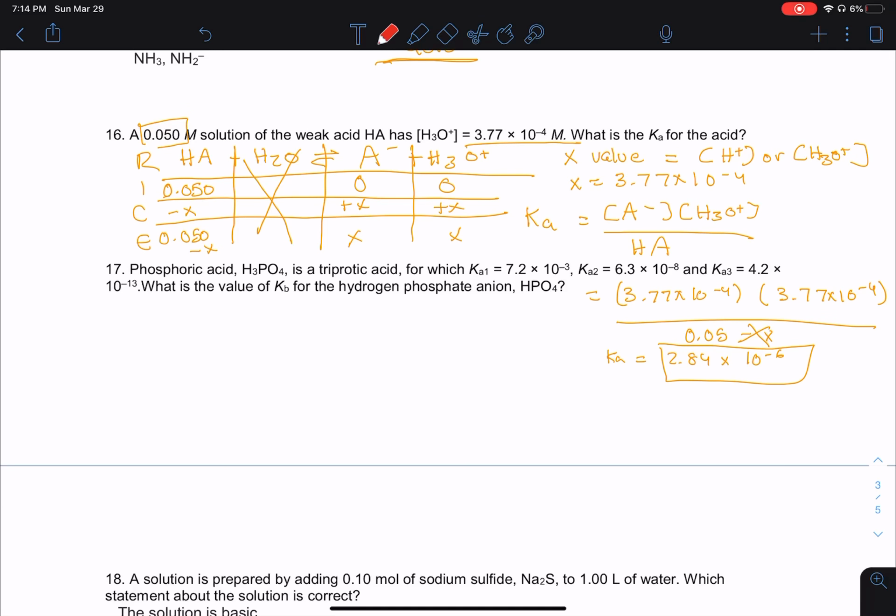So let's move on. Phosphoric acid, H3PO4, is a triprotic acid. So tri means 3, protic means hydrogens, because those are the ones that become protons, positively charged. And it gives us the Ka values for all 3 hydrogens, and it's asking what is the value of Kb for hydrogen phosphate ion, HPO4 2 minus.